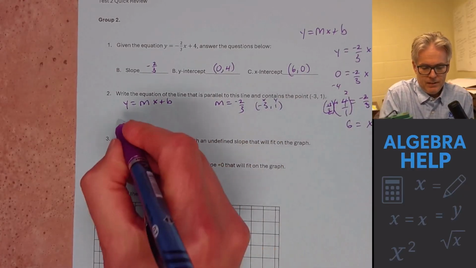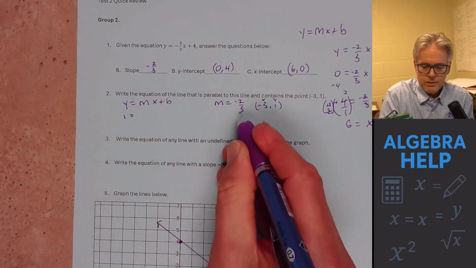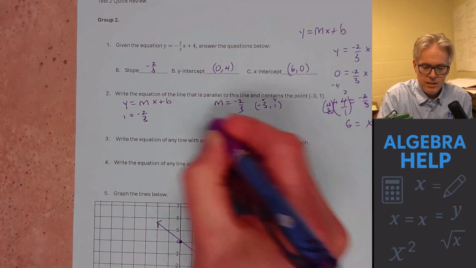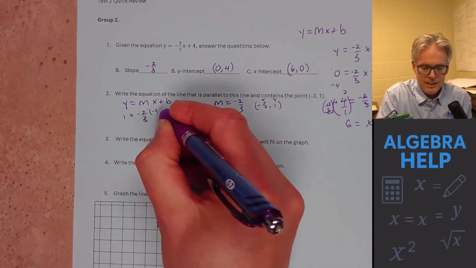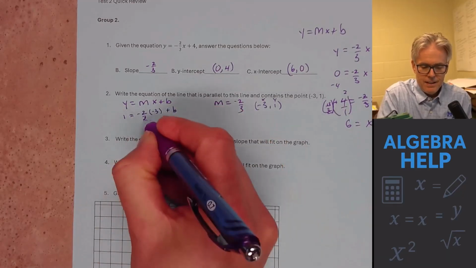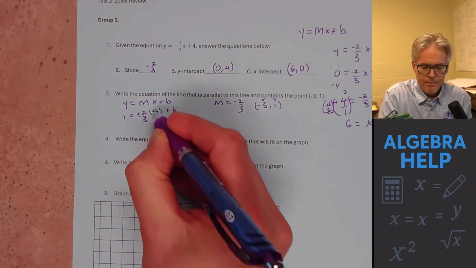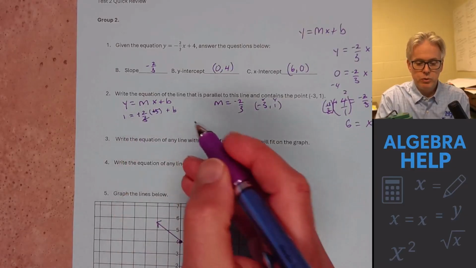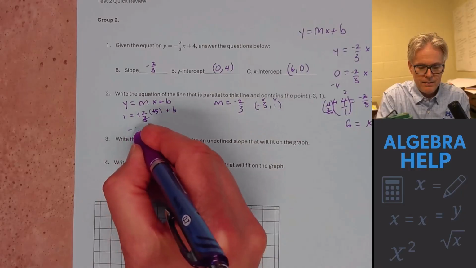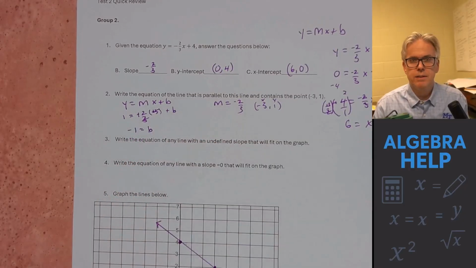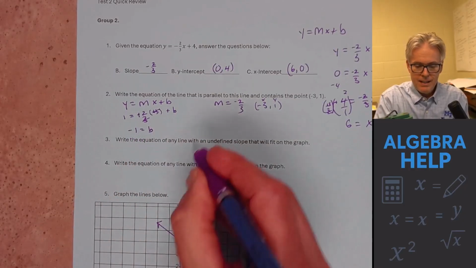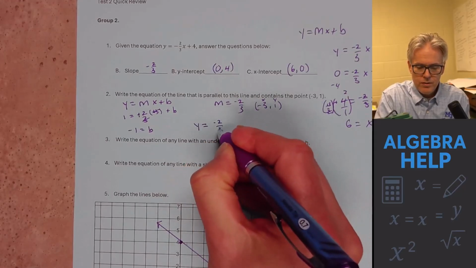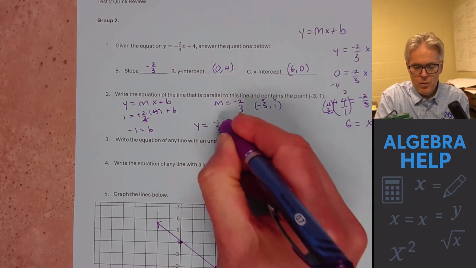Hope I left myself enough room here. So 1 equals, we have negative 2/3 as the slope, times x, which is negative 3. Ooh, that's going to be nice, right? Or nice enough. The two negatives give me a positive. So 3 goes into 3. And I'm left with b plus 2 equals 1. Subtract 2 from both sides. And so you get b equals negative 1. And so now I've got everything. So I'll have y equals negative 2/3 x minus 1.